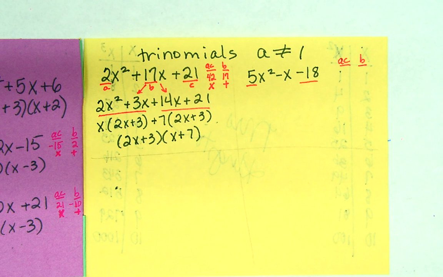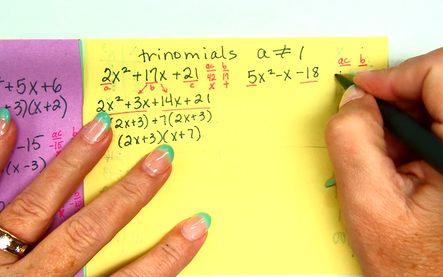So what is AC? 5 times negative 18. You all have permission to use your calculators on this. It's not 400, I'll tell you that. Negative 90. Thank you.